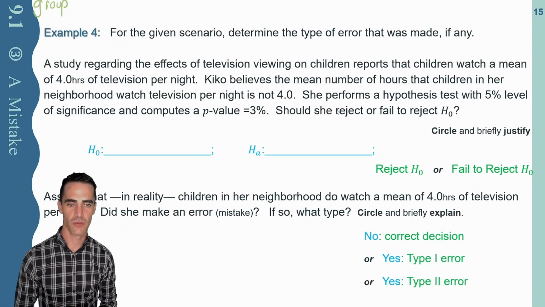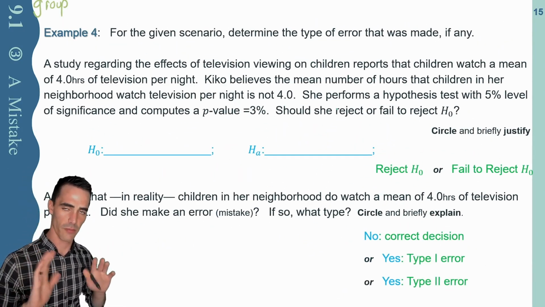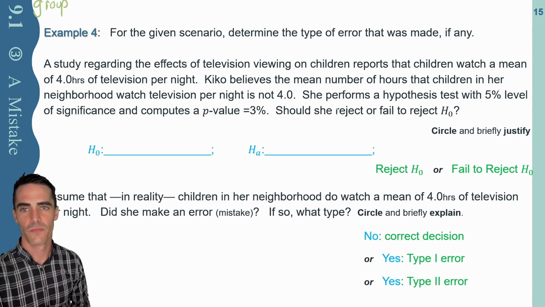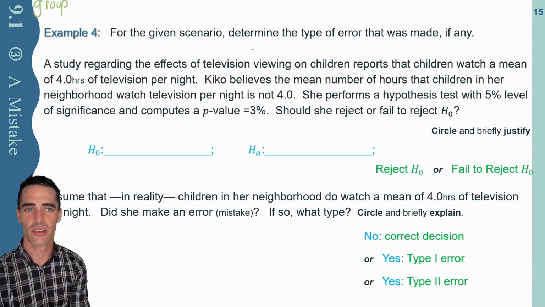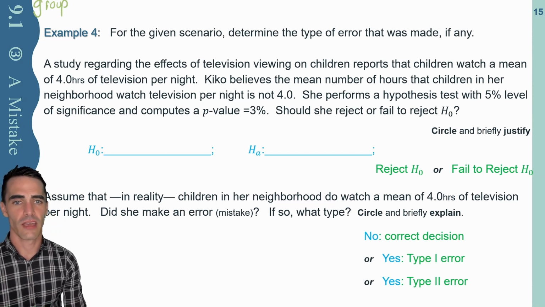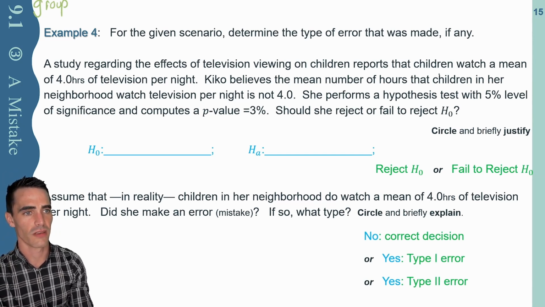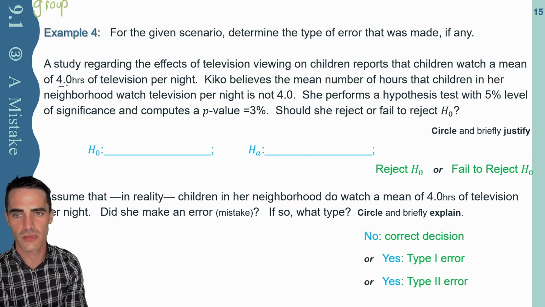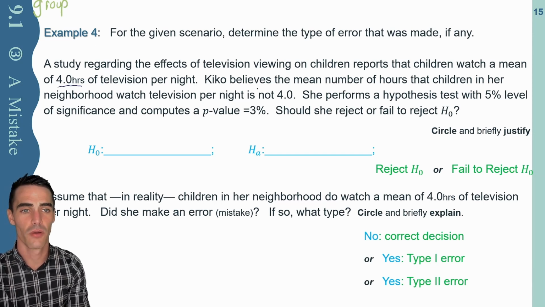And so let's see a couple examples, going through the arguments, and then maybe we can decide if a mistake was made or not. Here's our example. For the given scenario, determine the type of error that was made, if any. A study regarding the effects of television viewing on children reports that children watch a mean of 4 hours of television per night. Kiko believes that the mean number of hours that children in her neighborhood watch television per night is not 4 hours. She performs a hypothesis test with 5% level of significance and computes a p-value of 3%. Should she reject or fail to reject the null hypothesis?